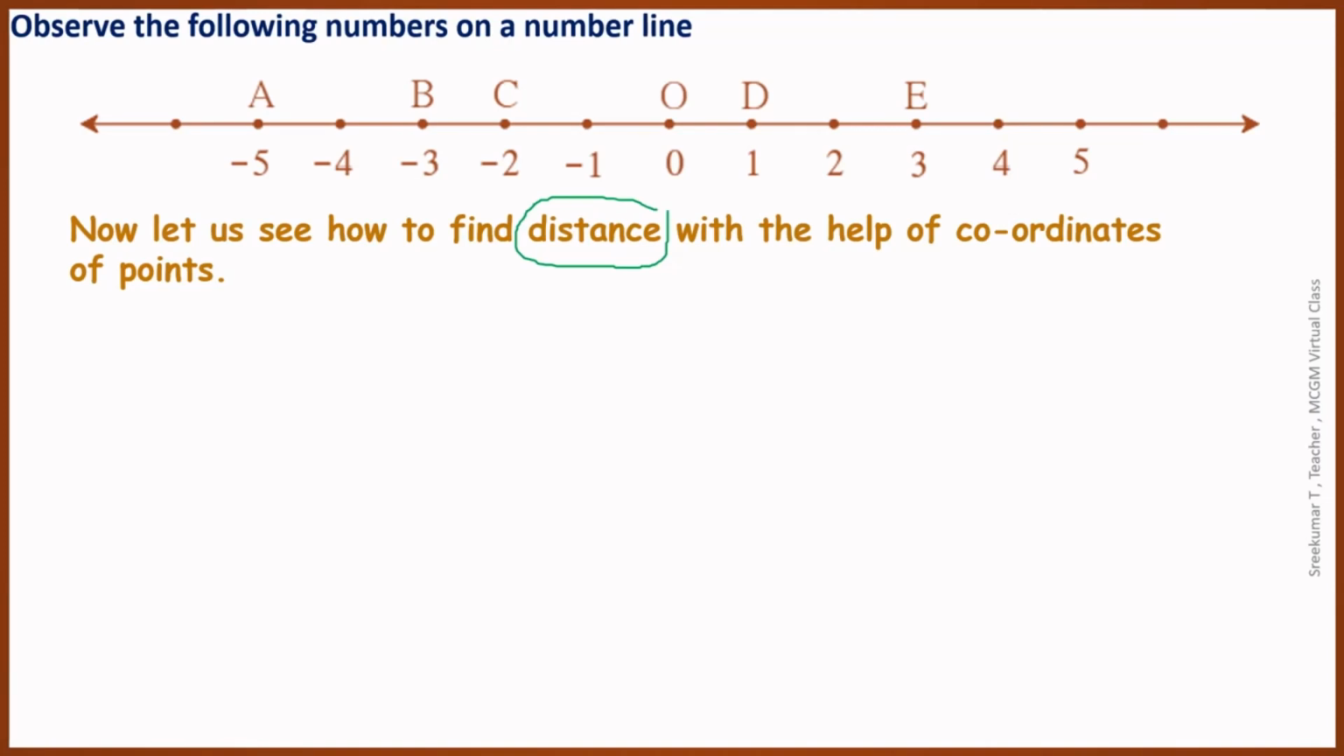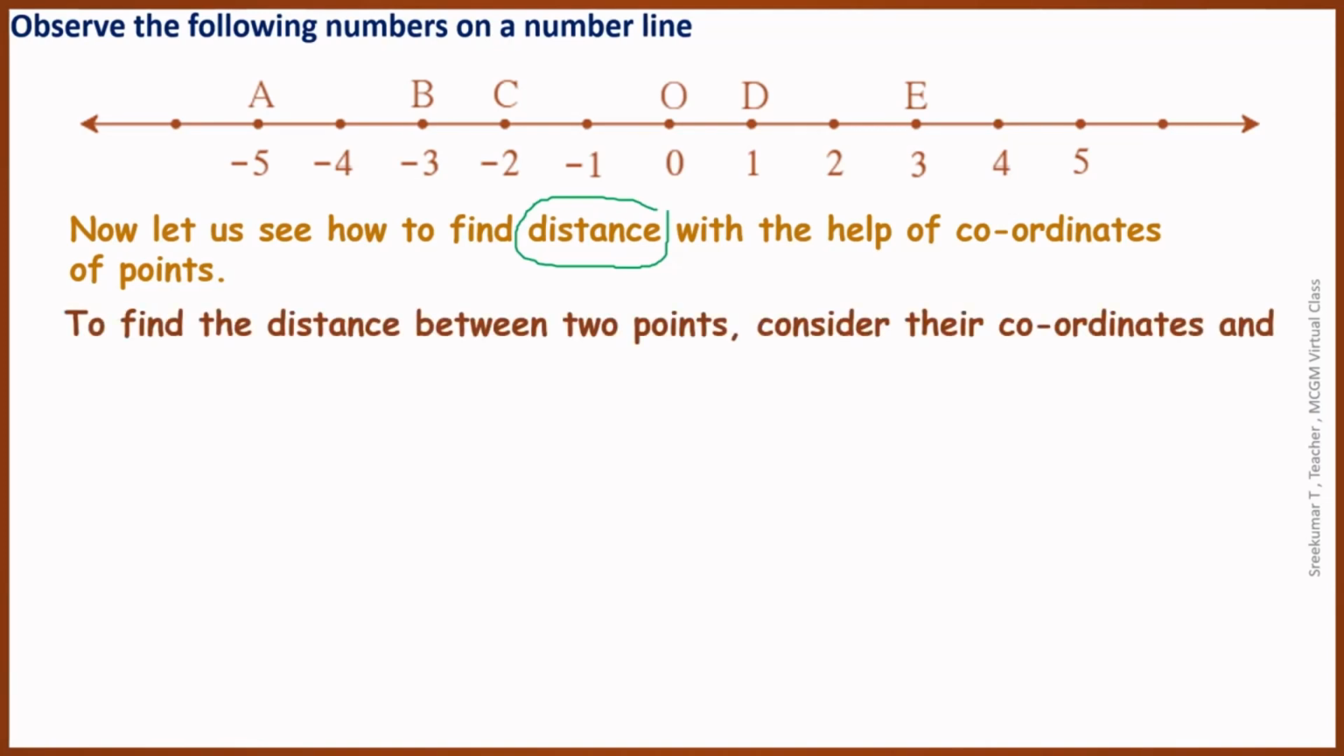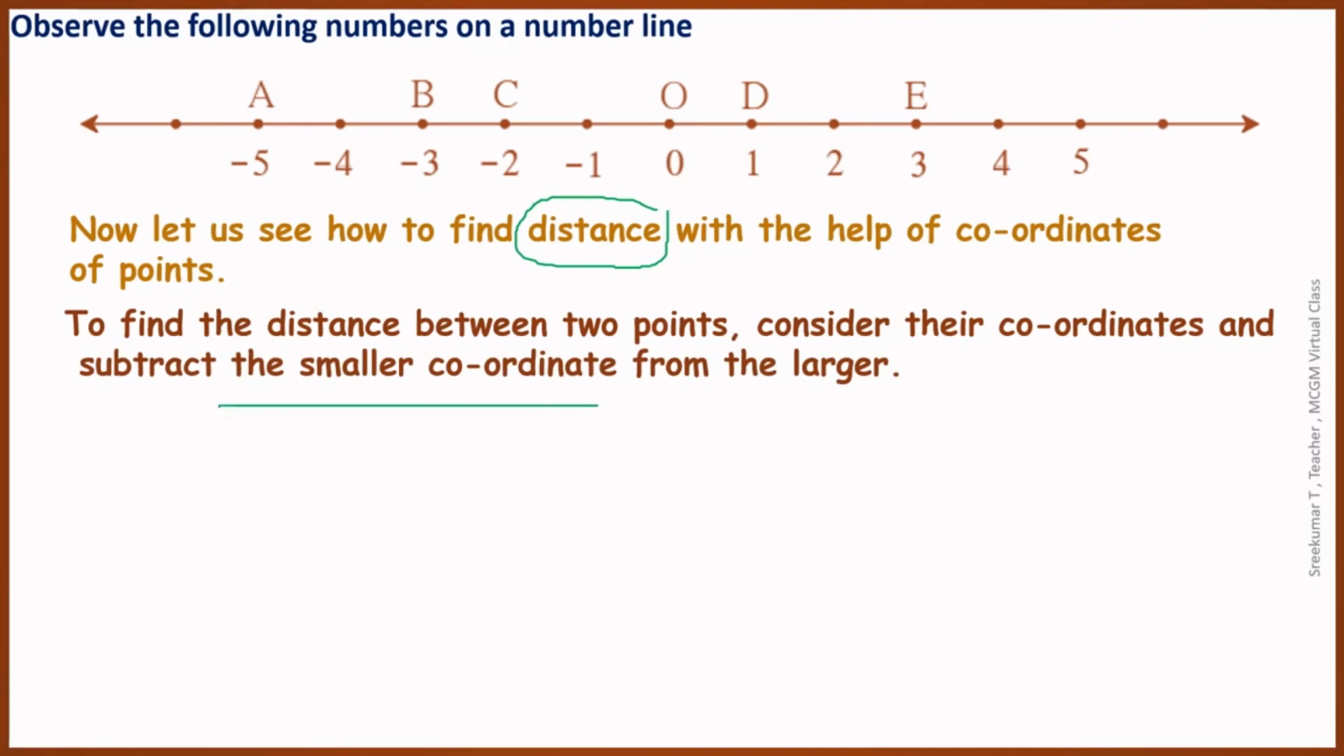Coordinate is having a greater reference of meeting point also. To find the distance between 2 points, we have to consider 2 coordinates and subtract the smaller coordinate from the larger. So then we will get the distance. The smaller has to be subtracted from the larger one.